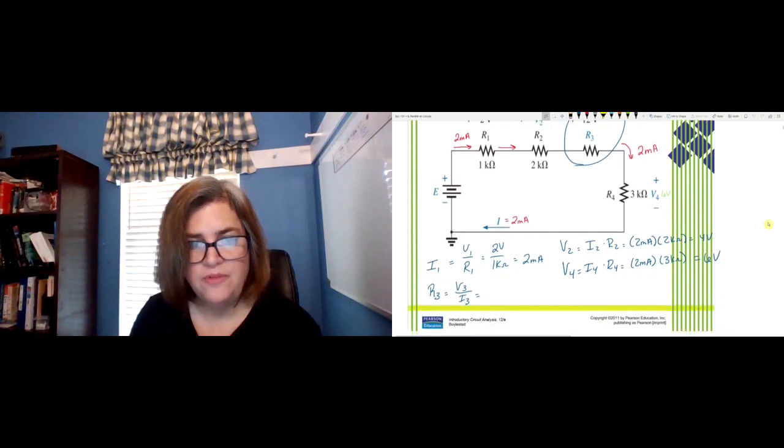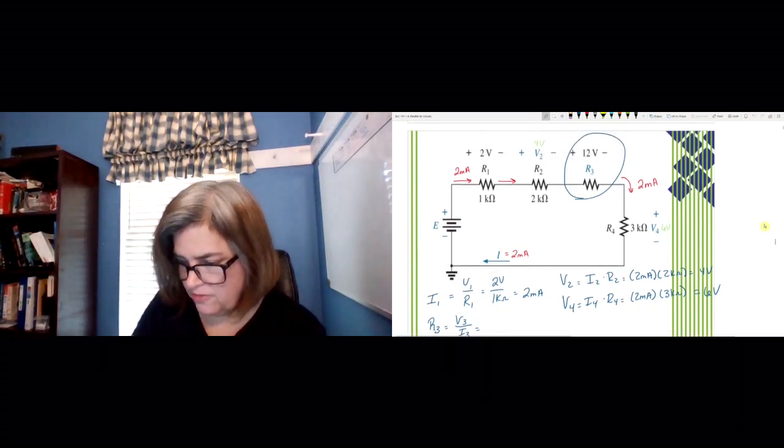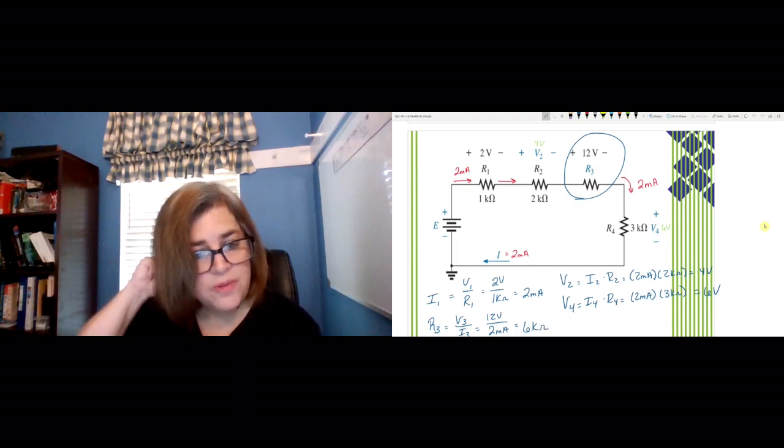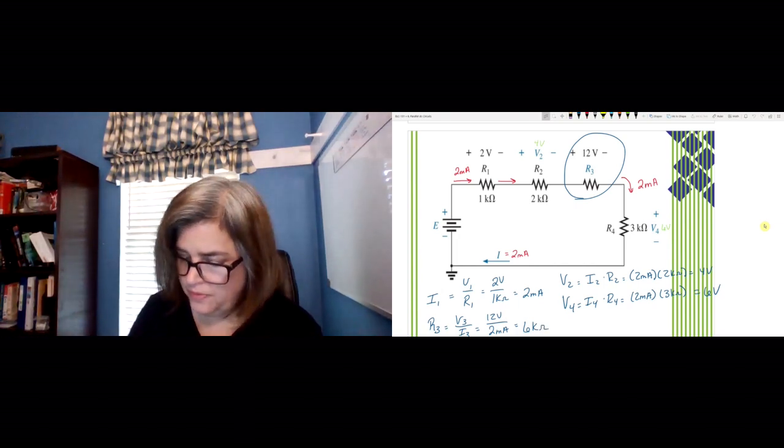Okay, having trouble getting it where I want it here. Okay, so V3 is 12 volts, I3 is 2 milliamps. So R3 must be 6 kilo ohms.